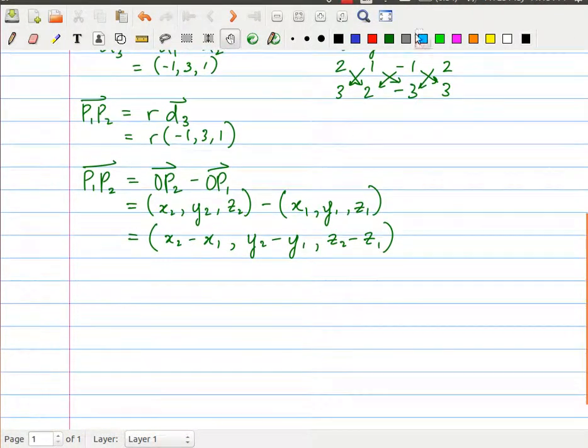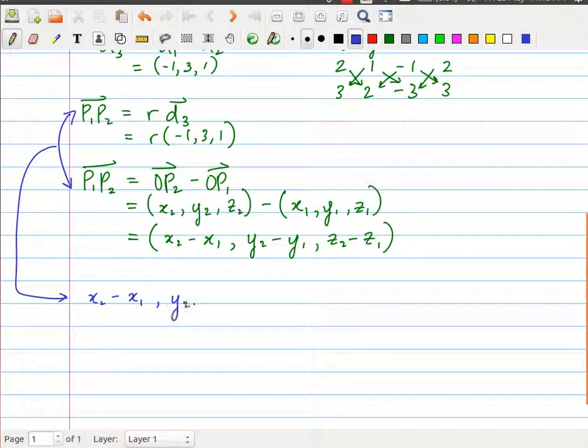And so if you bear with me here, let's see what we can do. First of all, let's see what we can do to combine these two pieces together. So that means that if I bring those two together, then what I can say is that x2 minus x1, y2 minus y1, z2 minus z1 is equal to a scale factor r times the direction vector 1, 3, 1. Both of these are the vector p1, p2, so they must be equal to each other.